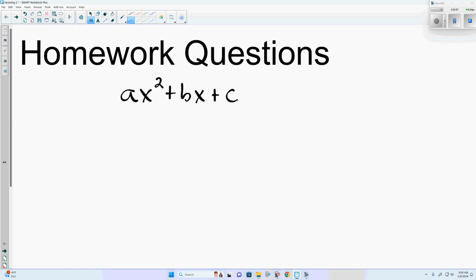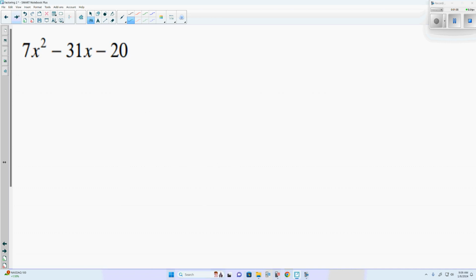Now today, we're going to do more factoring. There will be some that have a greatest common factor. All the ones we'll have today will have an a value different than 1. So we look at this first one here: 7x squared minus 31x minus 20. Again, the first thing we should look for is the greatest common factor.